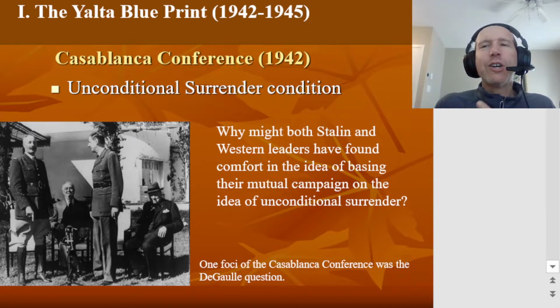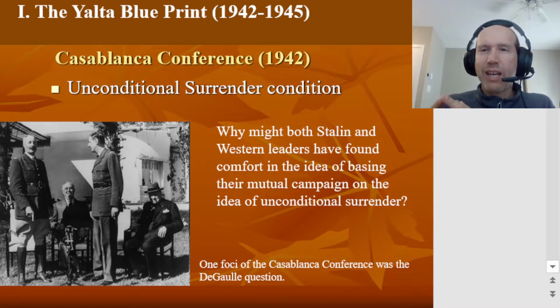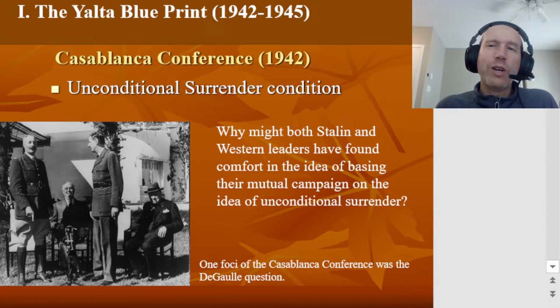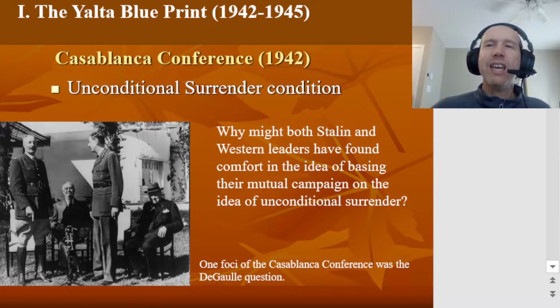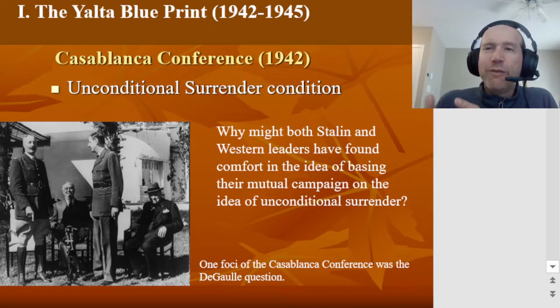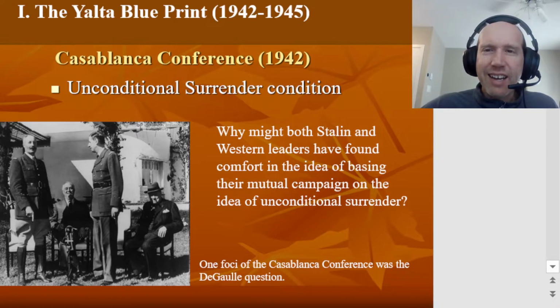So one of the agreements that FDR and Churchill hammered out at the Casablanca Conference was the idea of unconditional surrender. The reason they reached this determination is in part because they didn't want to repeat the mistakes of Versailles, where they had not, in a way, occupied their defeated enemy and forced through meaningful changes that would have truly restored security. So they were determined not to make that mistake again.